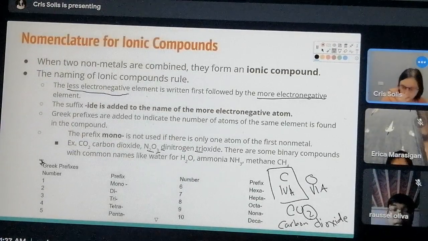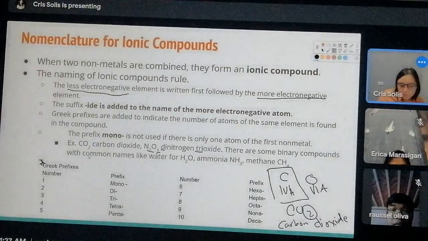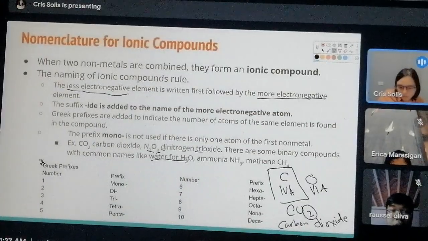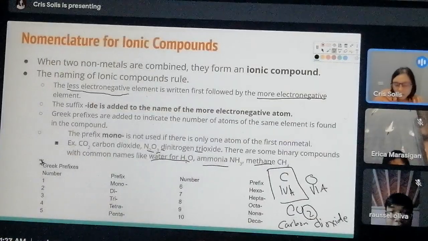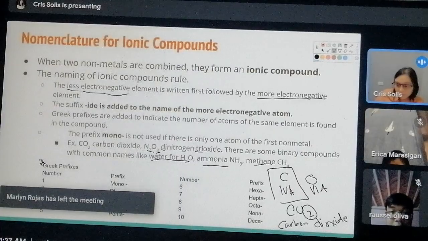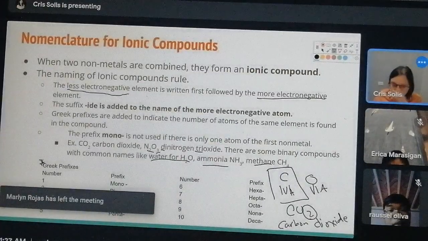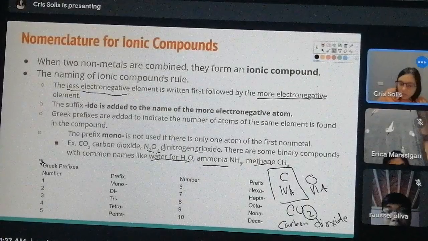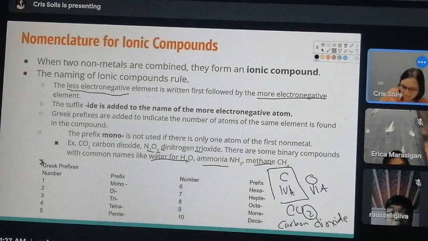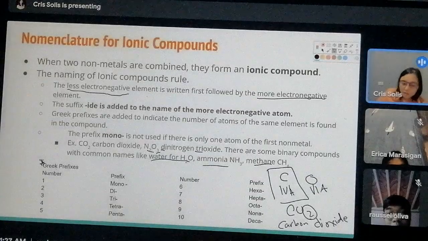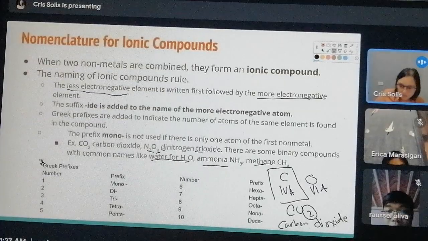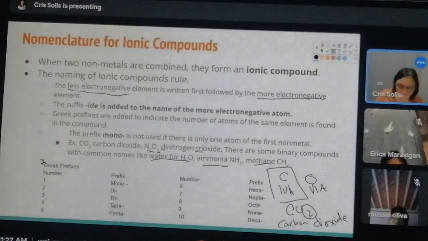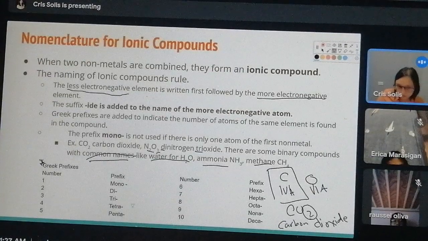But there are exceptions. Ayan, exceptions to the rule na naman. If we have common names, we use the common names. Example, si water, it's H2O. We don't say dihydrogen oxide. Diba? We use water. For ammonia, we don't say nitrogen trihydride. Sabi lang natin yung ammonia. For methane, we don't say carbon tetrahydride. We say methane lang.